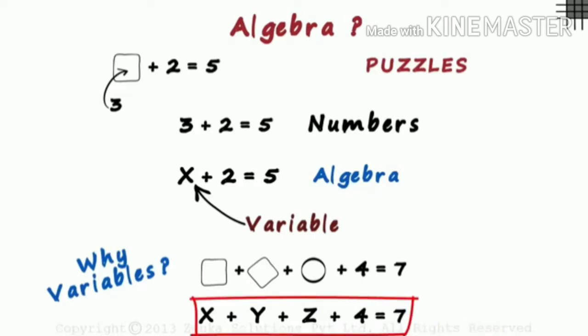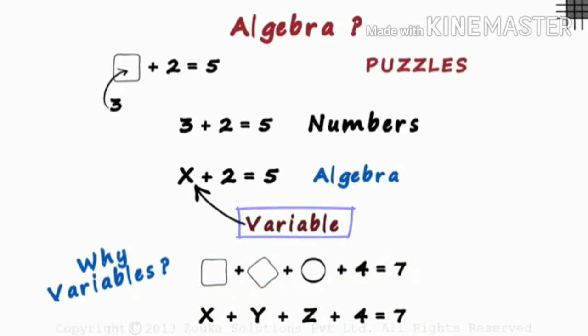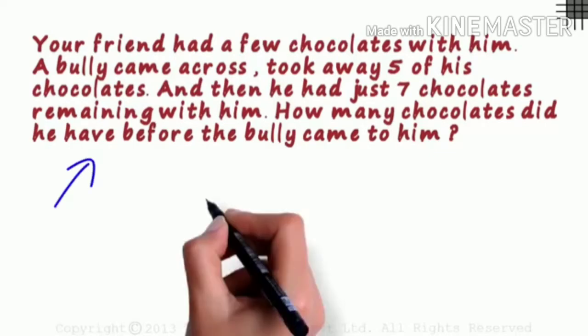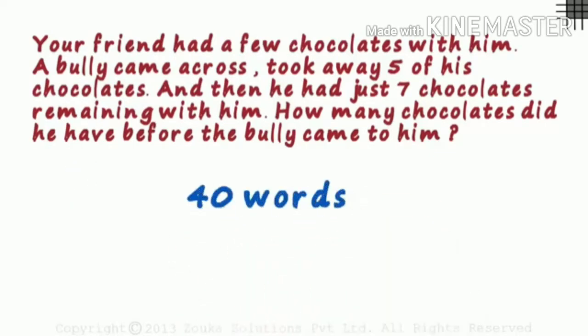If you are satisfied, okay. If you are not, I will give you a question. Here is the question. Your friend had a few chocolates with him. A bully came across, took away 5 of his chocolates, and then he had just 7 chocolates remaining with him. How many chocolates did he have before the bully came to him? Remember, in this question we are using 40 words.